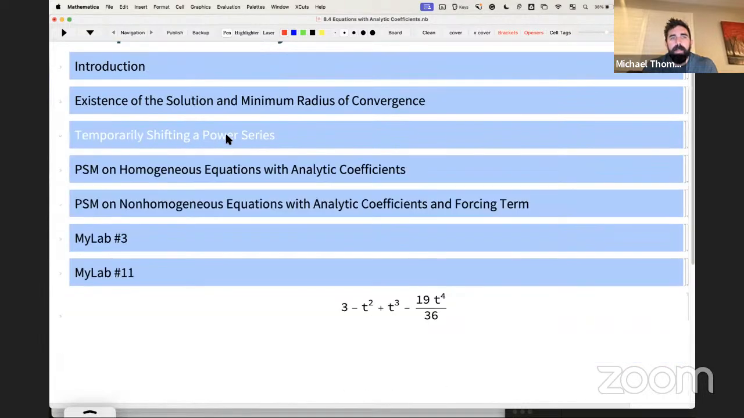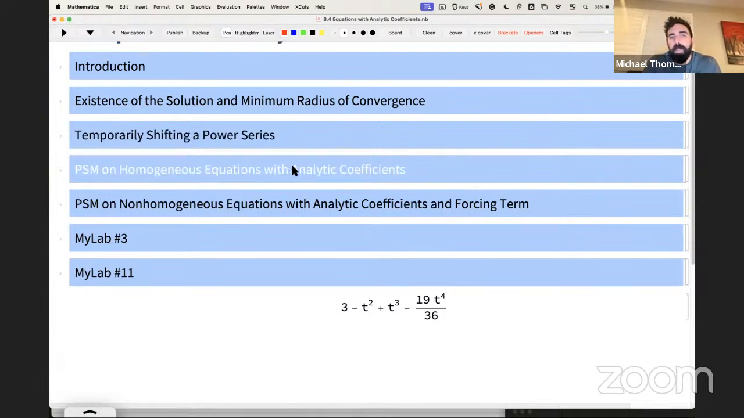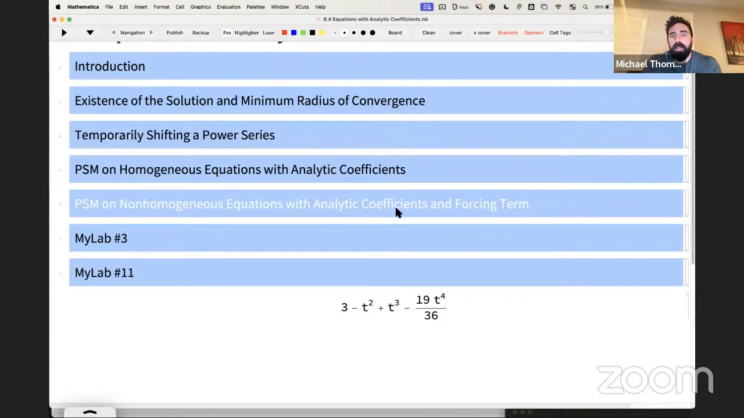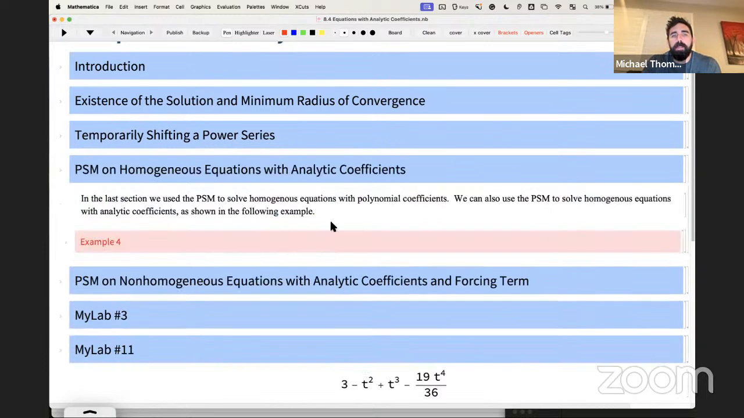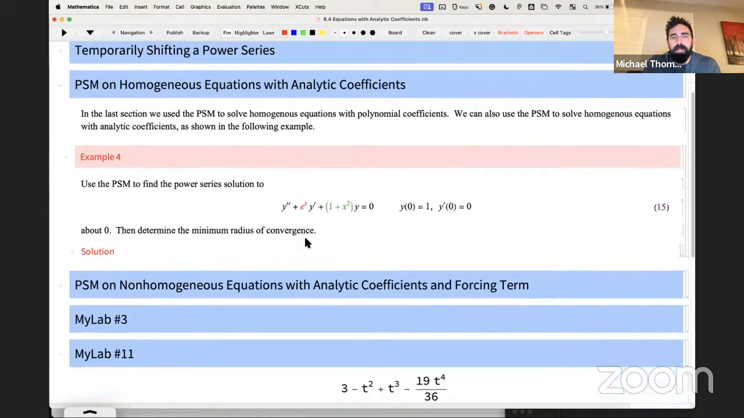Okay, so that's a way to find power series centered at points other than 0. Now let's use the power series method on homogeneous equations with analytic coefficients, and then we'll build our way up to include analytic coefficients with analytic forcing terms. It's kind of what you would expect. Let's use the power series method to solve this one. This is an initial value problem, so it's not really any different. We're just going to use this for A0 and that for A1.